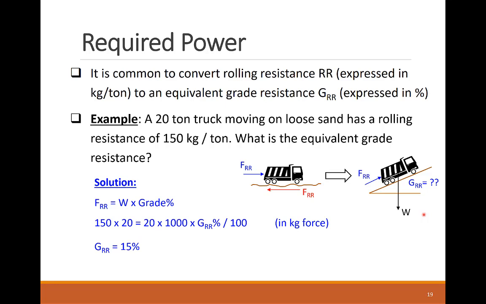In this left small free body diagram, FRR is the total rolling resistance force for the truck. We need the truck when moving on the rough horizontal surface. We want to transform this case to an equivalent resistance case where the truck is moving upward on a grade with grade GRR percentage. FRR equals the weight, 20 ton, times the rolling resistance rate, 150 kilogram per ton.